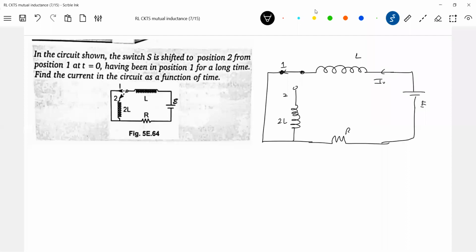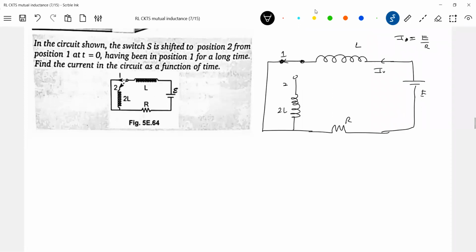And it is at steady state. So what is I naught? I naught should be equal to E by R. Now the switch is suddenly moved from position 1 to position 2. Now find the current in the circuit as a function of time.